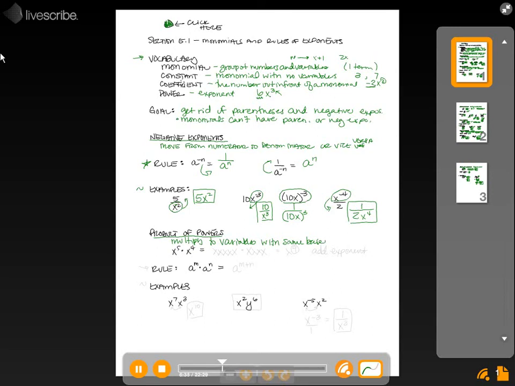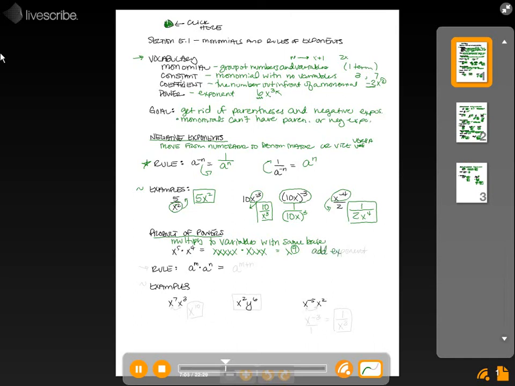Now, x to the fifth is really x times x times x times x times x, 5 times. Times x to the fourth, which is really 4 x's. So we've got 5 x's times 4 x's. How many x's do we have there now? Well, we have 9. So that's really x to the ninth because we've got x times itself 9 times. So we would get x to the ninth. And if you look at our exponent here, all we did was add the 5 and the 4.